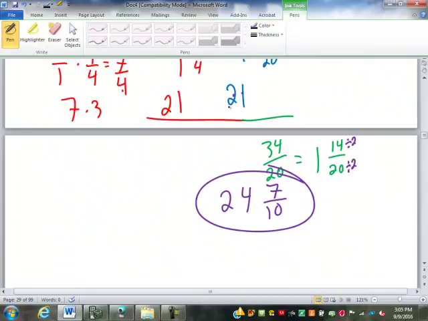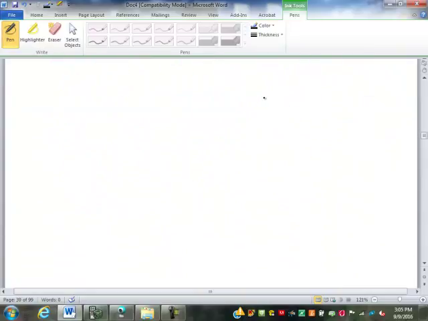Let's do one more example of multiplying mixed numbers, and then we'll hit division. So let's do 7 1/5 times 3 2/3. So what's the first thing I have to do here? Not everybody at once. I have to change them into what? Improper fractions, right? So this is going to become how many fifths?